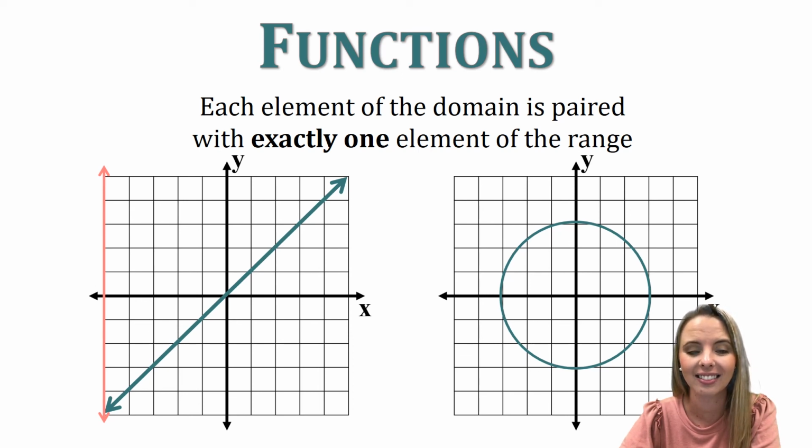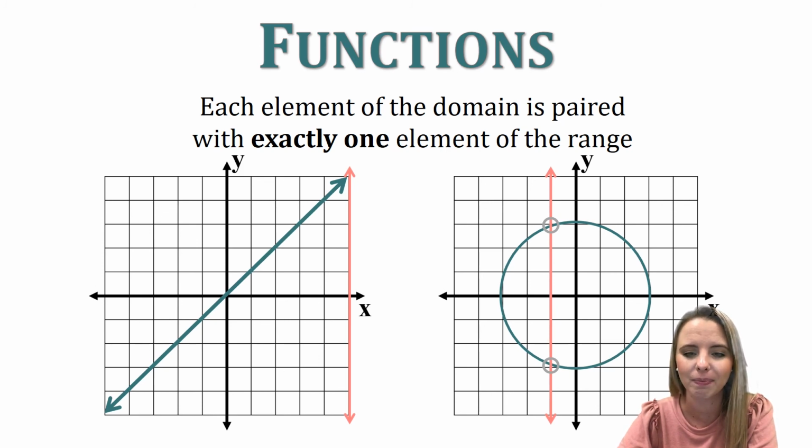Let's look at that again. I don't know about you, but what I saw was that peach line only touched the green line at one spot at a time. Let's look at the circle. Here's our vertical line. We're going to take it across. What's happening right here where we just paused this line? It's touching in two spots, right? So we remember that we learned that this was not a function. The line is a function, the circle is not a function because the circle failed the vertical line test.